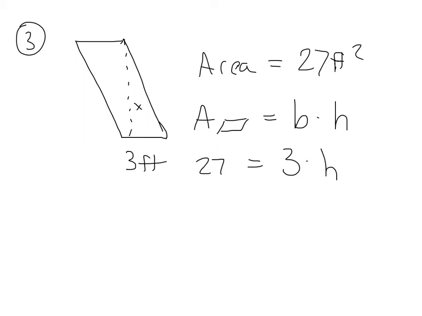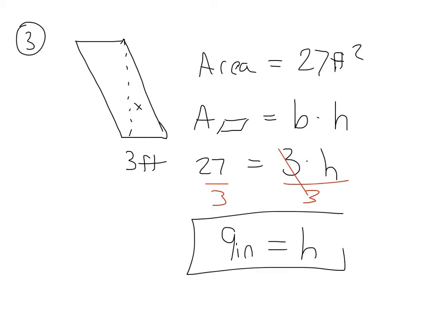So, well, what do we do here? Well, 3 times h, got to get rid of that 3, so h is finally by itself. How do I do that? Divide by 3, divide by 3. 27 divided by 3 is, of course, 9, and we're talking about height, so it's 9 feet. So how tall is that parallelogram? 9 feet, which makes sense, right? Because 3 times 9 would get us 27.